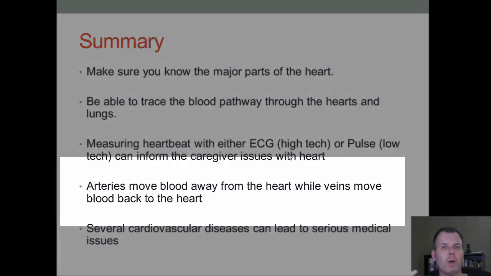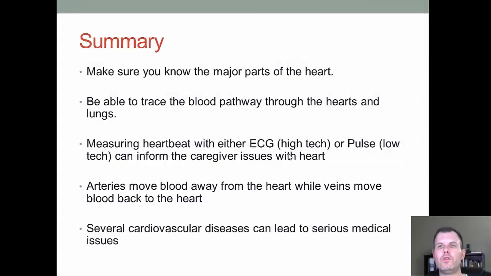Okay. Remember, arteries always move away from the heart. Veins always bring blood to the heart. And that's an easy rule to remember. Away from, that's arteries, to the heart or toward the heart, that's the veins.